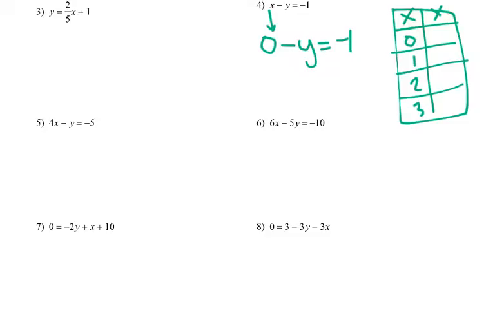The only difference now is, to get y by itself, I've got to get my numbers together, okay? So, 0 minus y would still be negative y, so negative y equals negative 1. Now, can we keep negative y? No, y has to be positive.